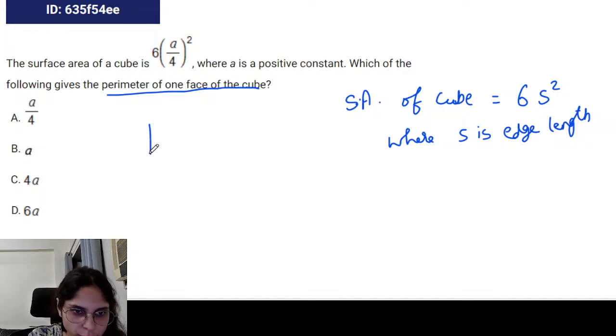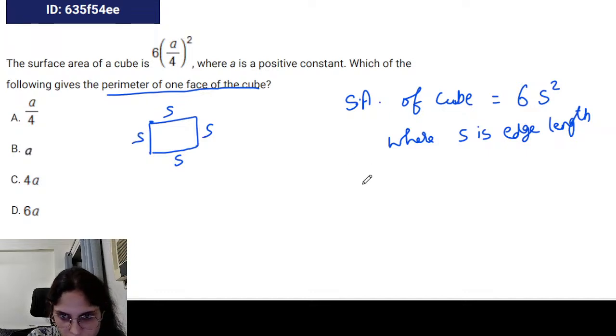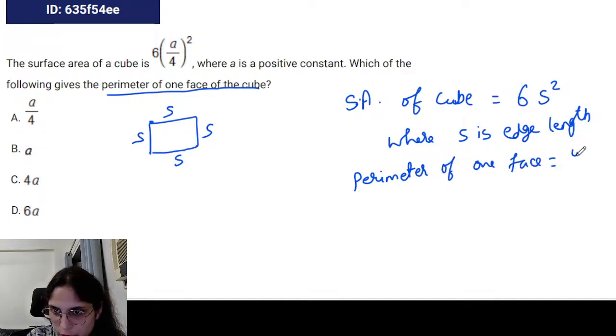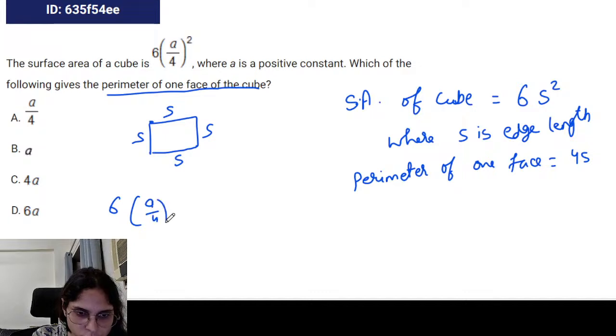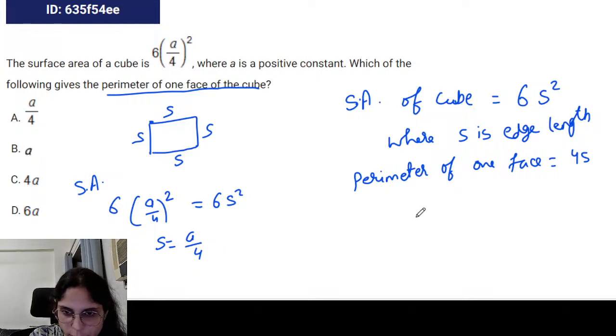So we are talking about a cube. One face is going to be a square. Perimeter of one face is going to be 4s. So if I can find my s, I can find my perimeter. Now surface area is given as 6 times a over 4 whole squared, and that should be equal to 6s squared. So from here you can see that your s has to be a over 4. If s is a over 4, perimeter of one face is going to be 4 times a over 4. Answer is A.